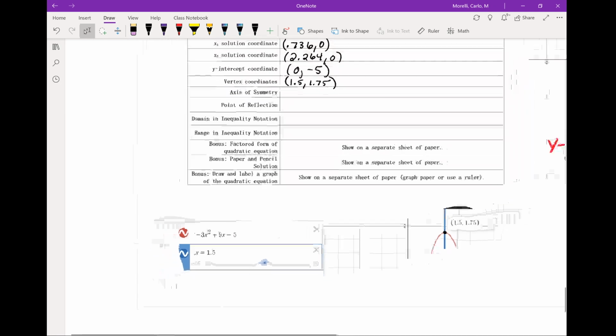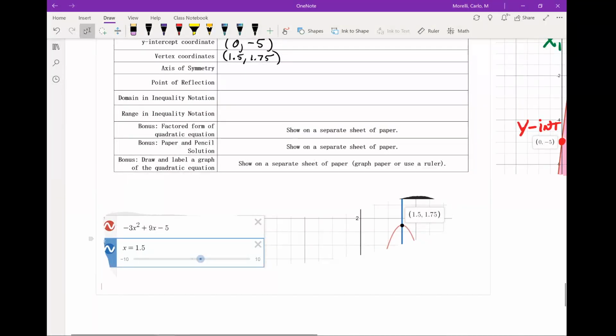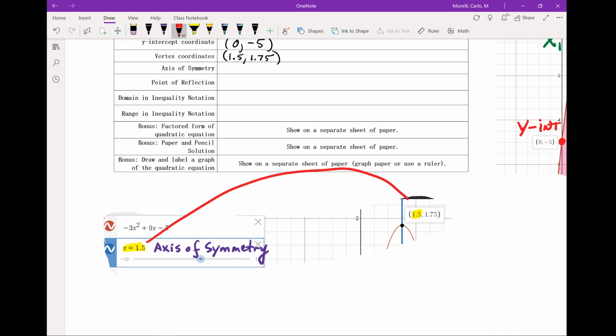Okay, I just want to show this real quick. The relationship between the axis of symmetry, that's what you're about to see when the lag catches up. The axis of symmetry is very closely related to the vertex. Hopefully that helps.